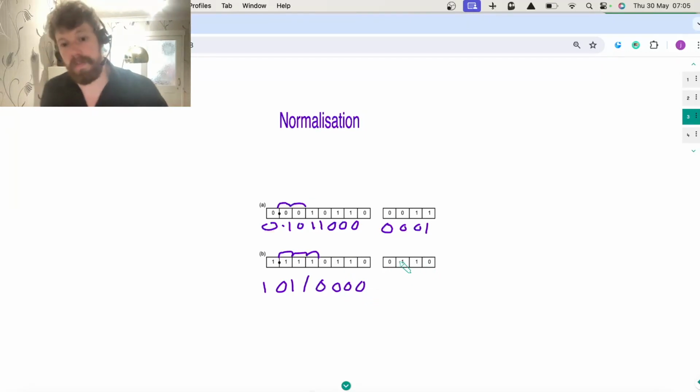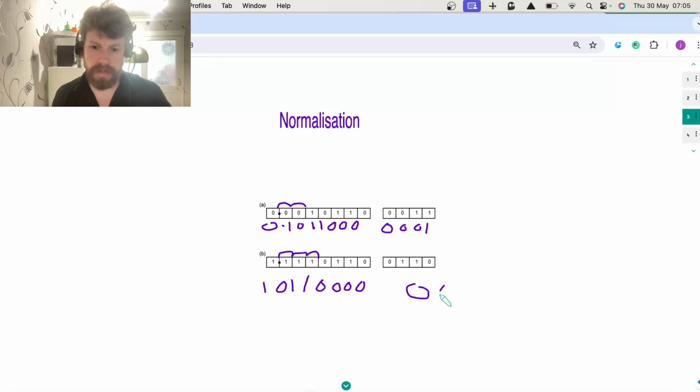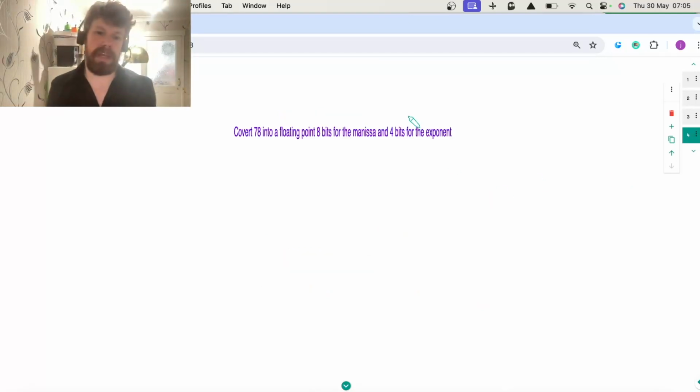Now because we've moved it 3 places to the right, we have to subtract 3 away from our number up here. This number here is 4 and 2, so 6. We subtract the 3 away from it, so that's going to give us 0, 0, 1, 1, because that's how we get 3.